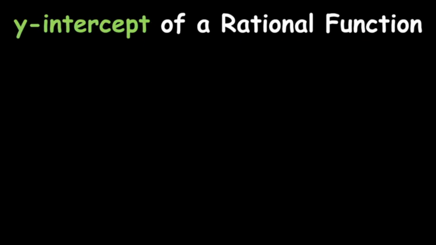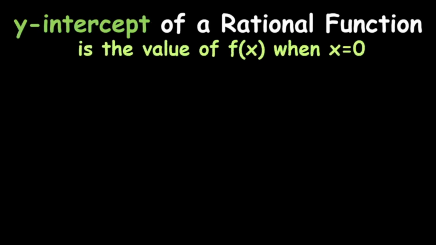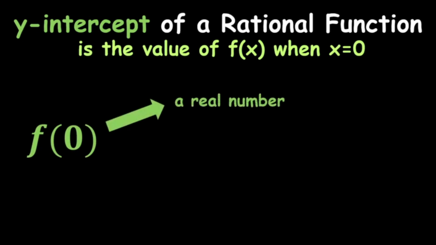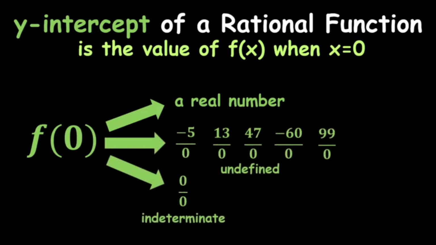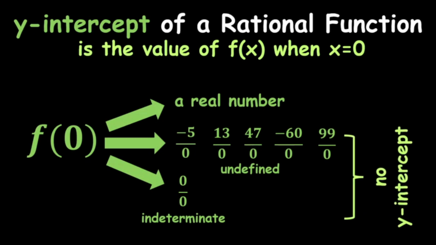The y-intercept of a rational function is the value of f of x when x is equal to 0. Y-intercept can be represented by f of 0. In evaluating the function at x is equal to 0, three possible answers can be obtained: a real number, an undefined result, or indeterminate form 0 over 0. If you obtain the last two, it means that the rational function has no y-intercept. A rational function can only have one y-intercept or nothing.